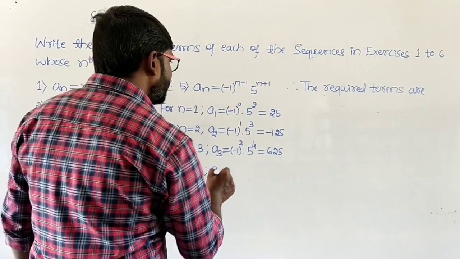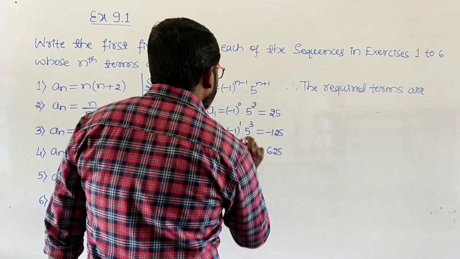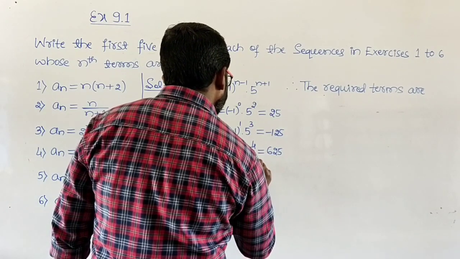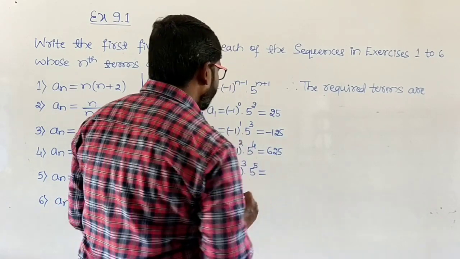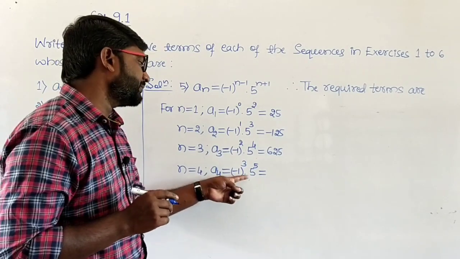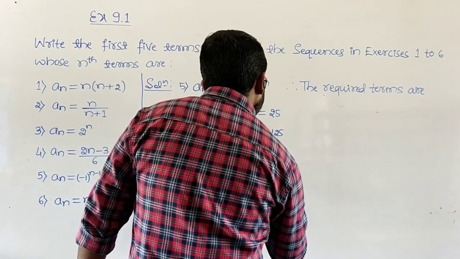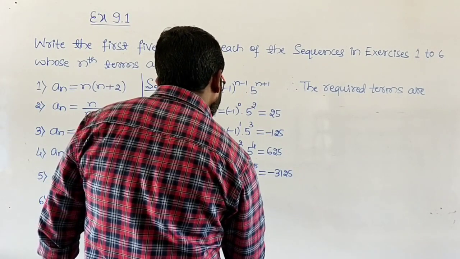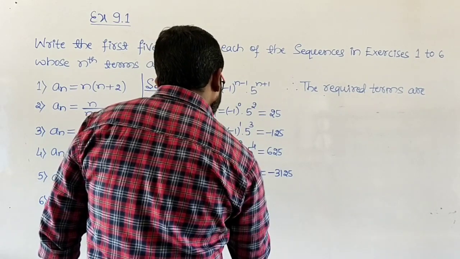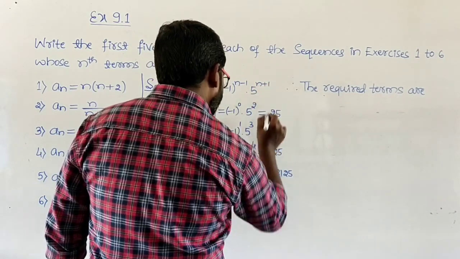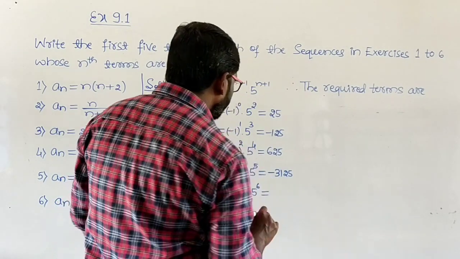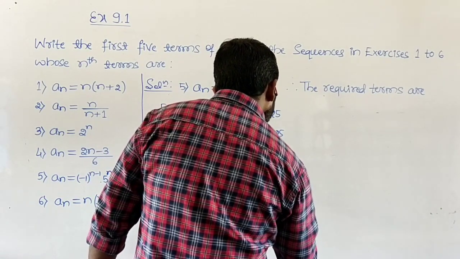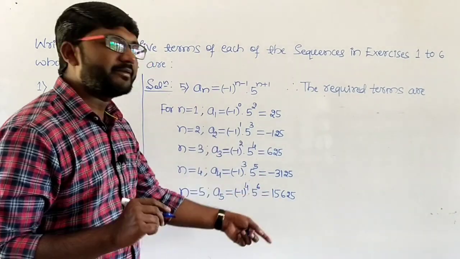Then the next one, it is minus 1 to the power 4 minus 1, it is 3, into 5 raised to n plus 1, that is 4 plus 1, it will be 5. So now minus 1 raised to an odd number is minus 1, into 5 raised to 5, it will be minus 3125. Then the last one, minus 1 to the power 5 minus 1 will be 4, then 5 to the power 5 plus 1 will be 6. So minus 1 to the power even number is plus 1, plus 1 into 5 raised to 6 will be 15,625.